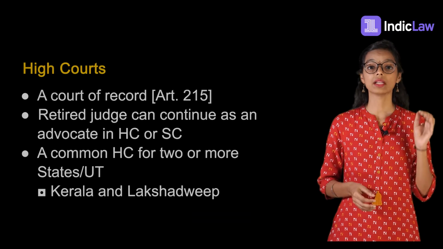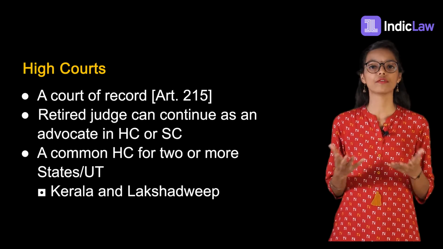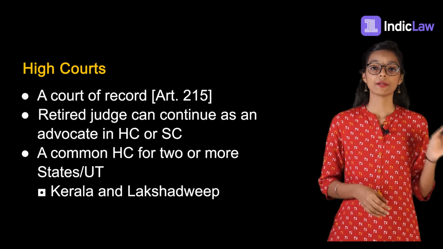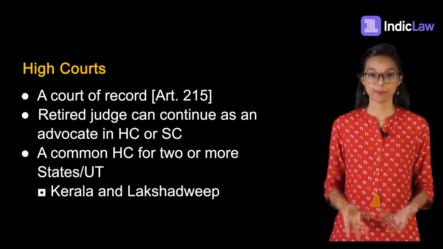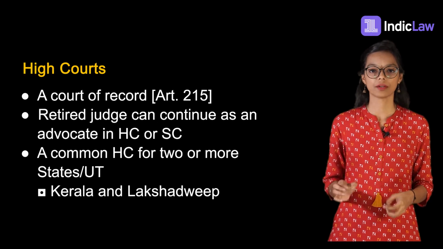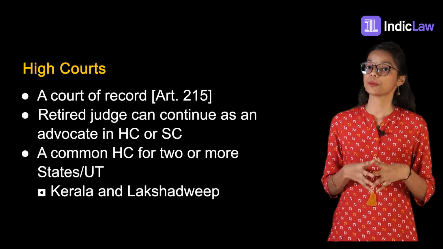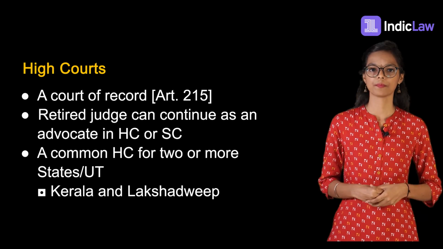The high courts are the highest courts in a state, and every high court consists of a chief justice and other judges, just like the Supreme Court. As per Article 215, every high court is a court of record, which means they can punish any person who is in contempt of court. A retired judge of a high court is permitted to continue to practice as an advocate at the Supreme Court or any other high court.